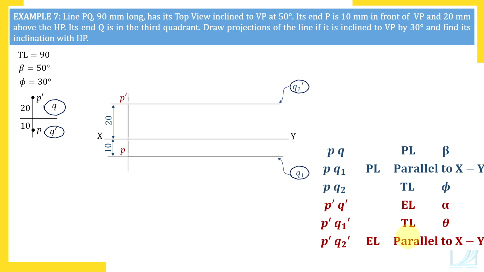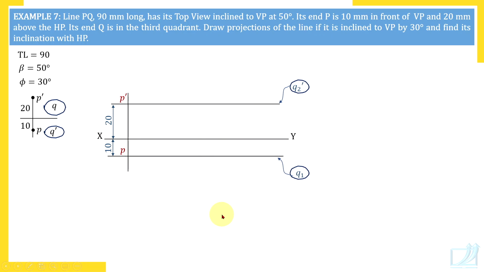Now check what we can draw. True length and phi given means we can draw PQ2. And also angle beta is given. Angle beta is involved here, but still we cannot draw PQ because PL is unknown, beta is known. So in that case, at least we can measure this angle beta at point P. Also, Q is in the third quadrant and both are top view angles. So top view angles are to be measured upwards. So at point P, we'll measure these two angles upward.